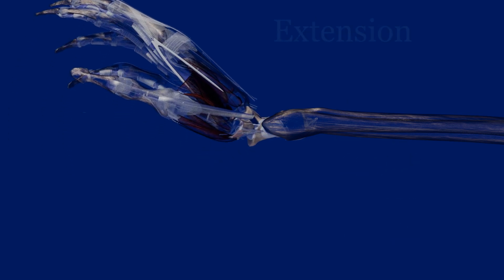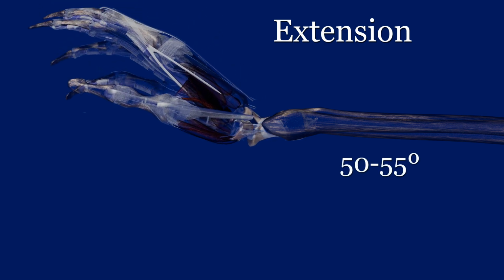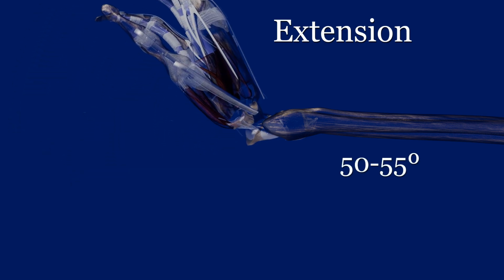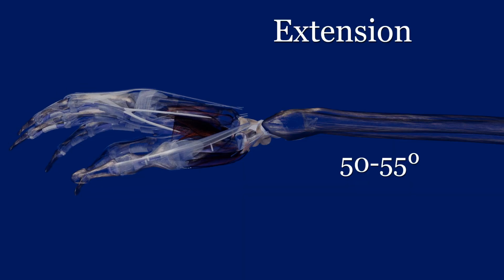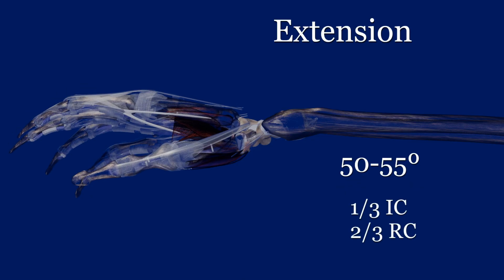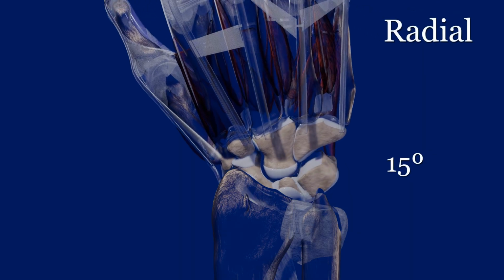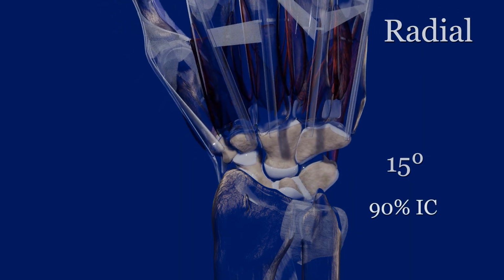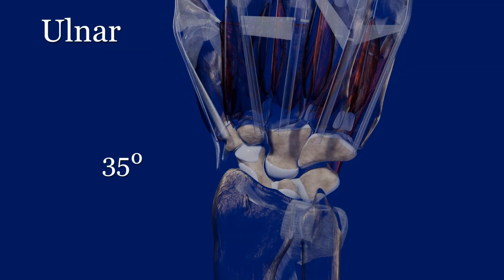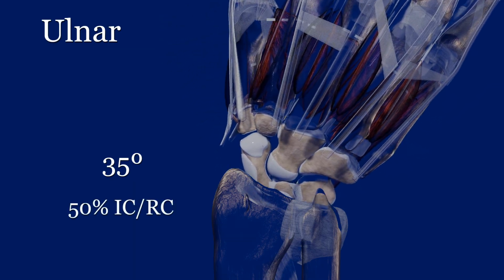Wrist extension averages 50 to 55 degrees, again with significant variation. However, with extension, 2/3 of the motion occurs through the radial carpal joint. Radial deviation averages only 15 degrees, with 90% through the intercarpal joint. Ulnar deviation averages 35 degrees, split evenly between the 2 joints.